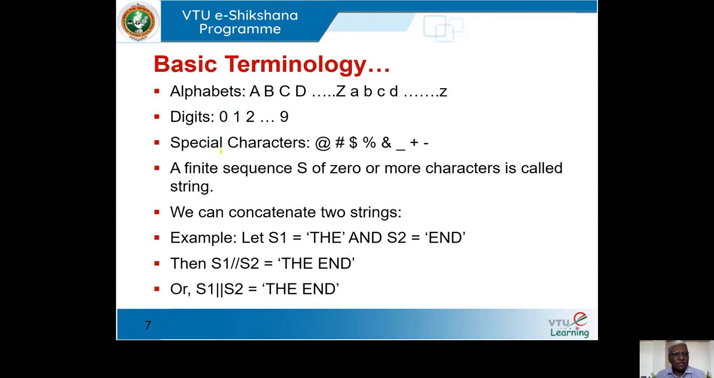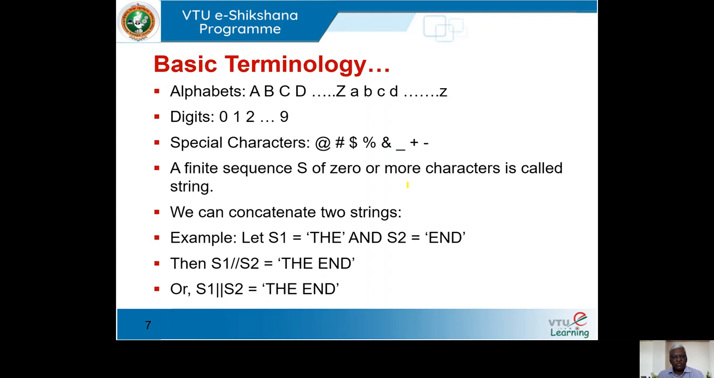Continuing, we can have a set of alphabets consisting of uppercase A to Z and lowercase a to z. I'm talking about only the English language characters. Nowadays, you can see there are a lot of other languages, it could be Chinese, Japanese, Kannada, etc., which can be used as a set of characters forming a string. But we will talk about only English characters or alphabets. Digits 0 to 9, and special characters, all that you see on the keyboard of a laptop or a desktop. So a finite sequence S of 0 or more characters is called a string. It could also be an empty or null character string.